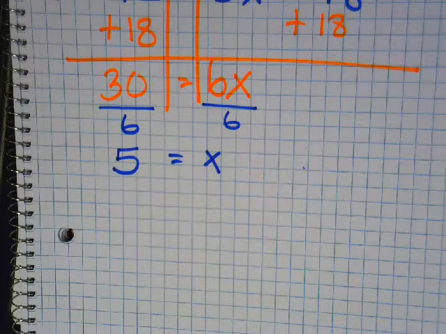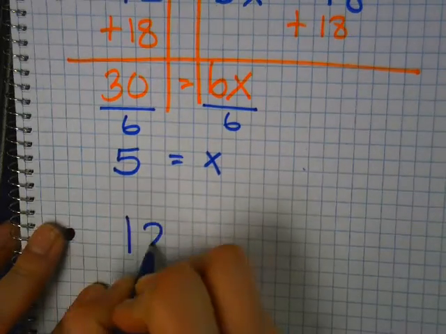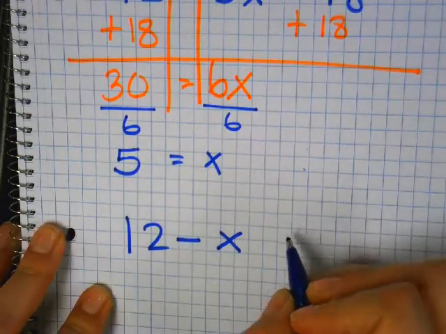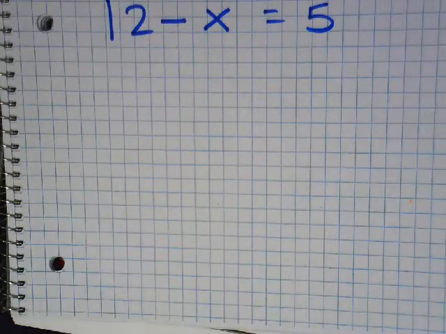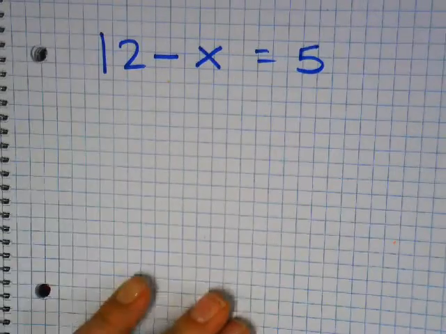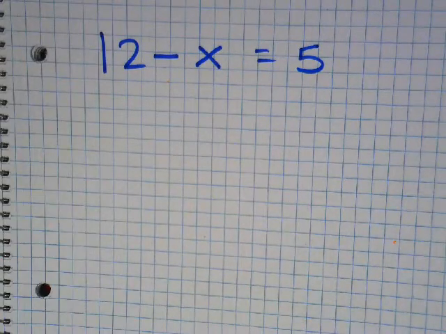I have a problem. Okay. Okay. Maybe 12 minus x equals 5. It may look easy, but I saw a lot of people mess up. There's so many ways it could go wrong.